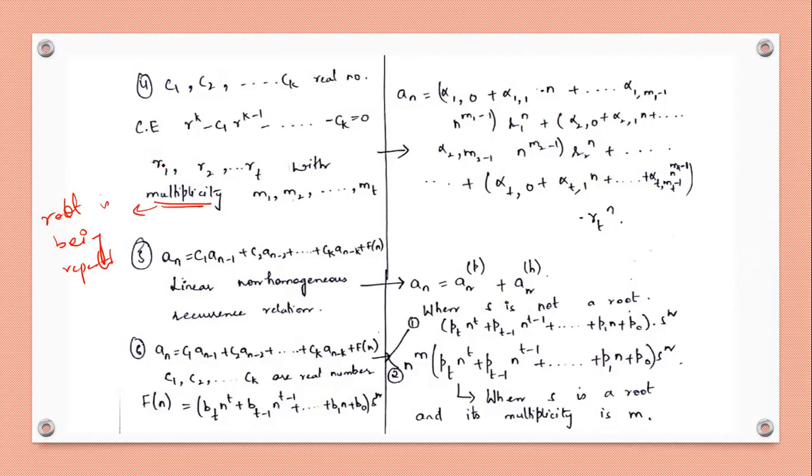So suppose our R1 is being repeated 3 times. Then we have to take alpha 1 comma 0, alpha 1 comma 1 into n, plus alpha 1 comma 2 into n square. Okay. We have seen a problem with respect to this theorem. Please refer back to that. So this is the formula. If R2 is being repeated only one time, then we will simply take alpha 2 comma 0 into R2 power n. Okay. That is theorem 4.